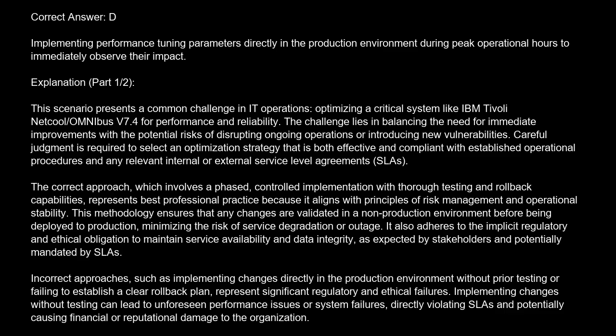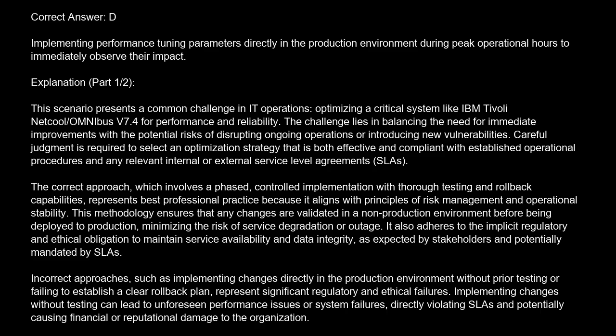Explanation: this scenario presents a common challenge in IT operations. Optimizing a critical system like IBM Tivoli Netcool/OMNIbus V7.4 for performance and reliability. The challenge lies in balancing the need for immediate improvements with the potential risks of disrupting ongoing operations or introducing new vulnerabilities. Careful judgment is required to select an optimization strategy that is both effective and compliant with established operational procedures and any relevant internal or external service level agreements, SLAs.